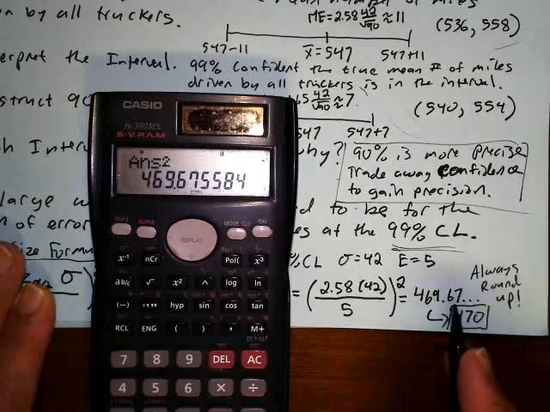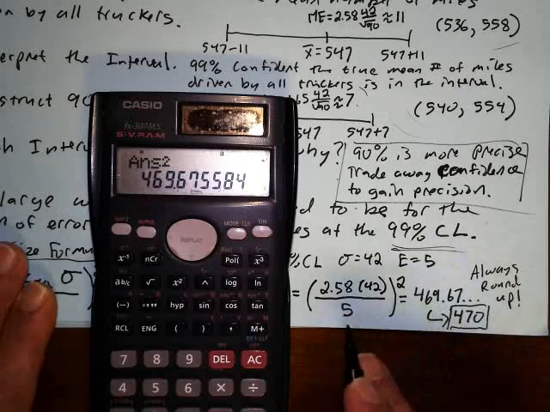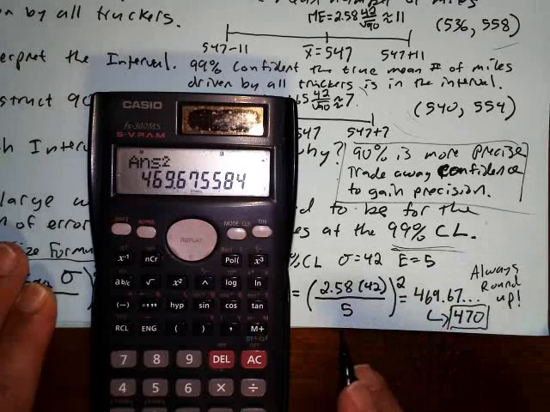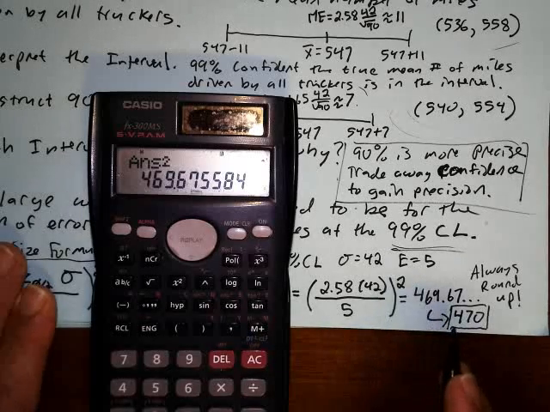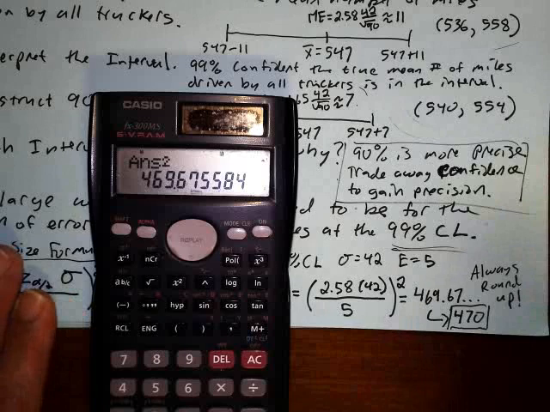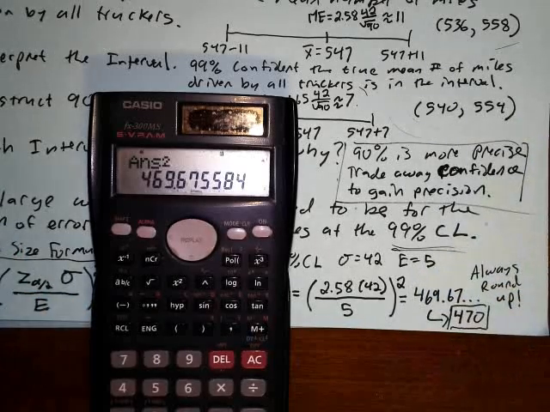And the reason is, if you round down, then your margin of error will be a little more than 5. Okay, but if you round up, it'll be a little less than 5. And so, by always rounding up, you're just ensuring that your precision is going to be a little more precise than what you want it, not a little less precise. So for this, you would always round up.